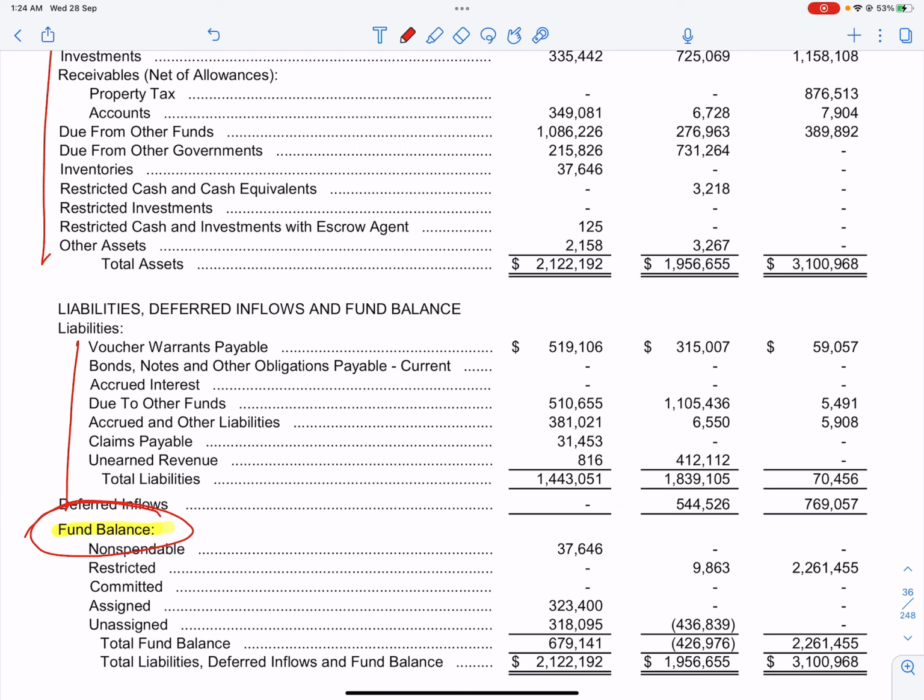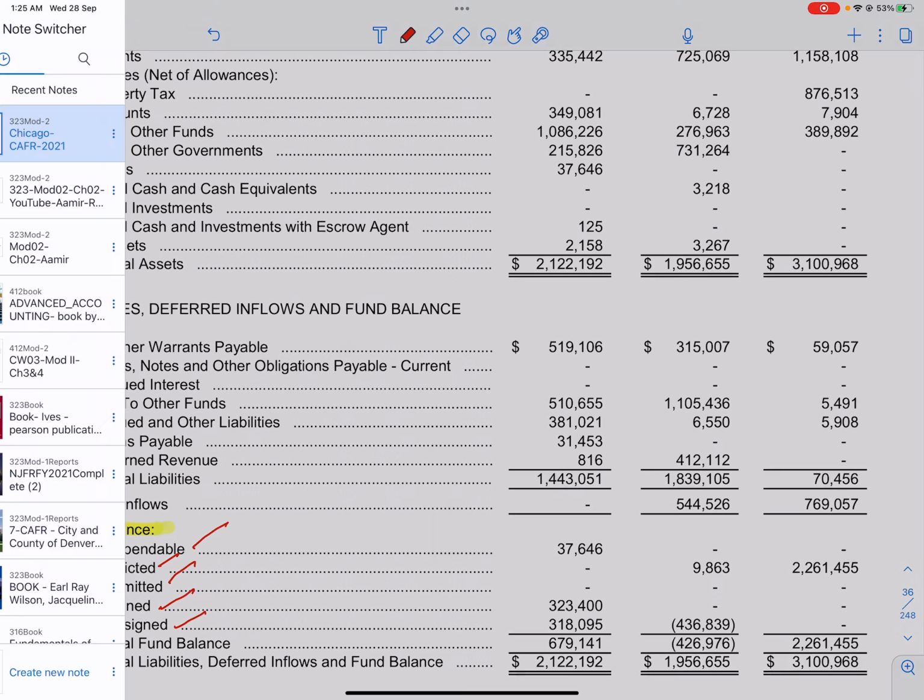So let us talk more about fund balance, and we are going to talk about it in the next slide. Before we go, we can see here that fund balance is grouped into 5 different categories. We have non-spendable, restricted, committed, assigned, and unassigned. This classification explains the nature of the funds, and these funds can be spendable or non-spendable.